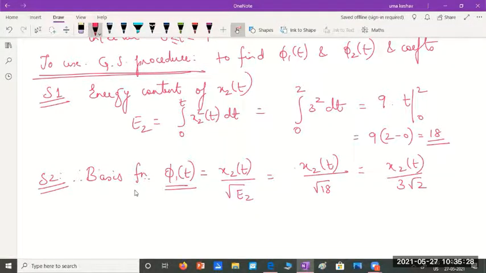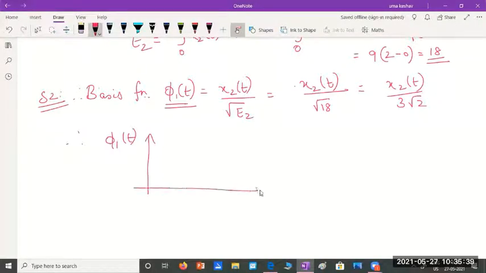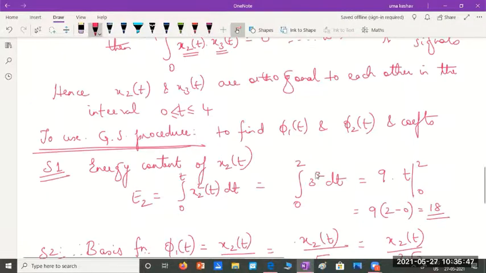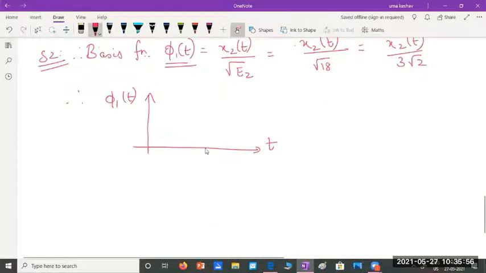Okay. Can we draw this signal? Now let's draw this signal. Therefore, phi 1 of t is graphically represented as whatever was x2 divided by 3 root 2. What was x2? x2 had the value 3 in the interval 0 to 2. So that 3 should be divided by 3 root 2. What will I get? 3 divided by 3 root 2. So this magnitude will be 1 by root 2.